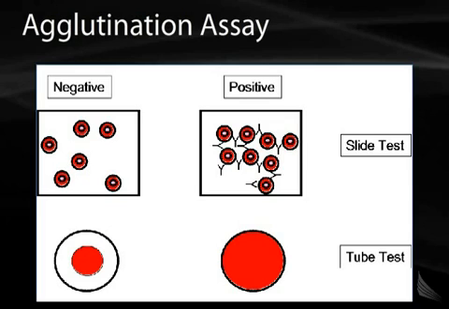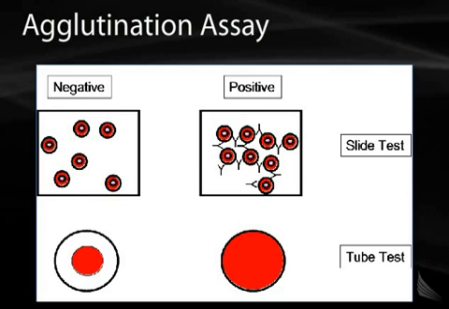You take somebody's blood, you put it on a slide, and then you're going to take an antibody and see if it reacts. So let's say you have somebody's blood and you want to know if they have type A. You would take an anti-A antibody and put it on the slide. If that person has type A blood, then the antigen from the red blood cells and the antibody will form complexes, and it will cause clumping. And you can see that as the positive slide test.